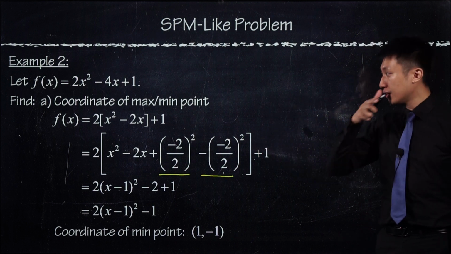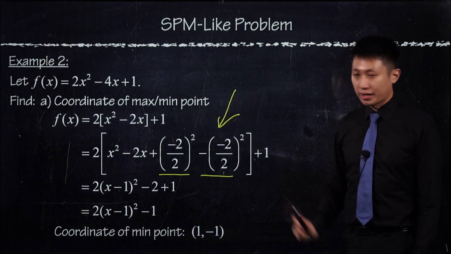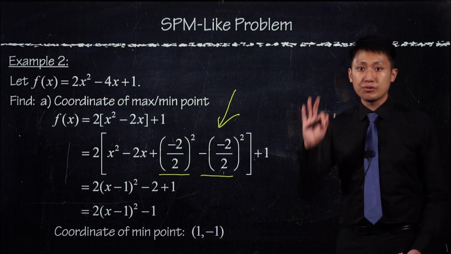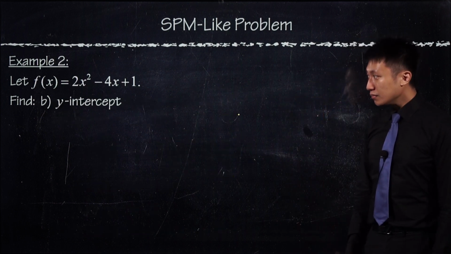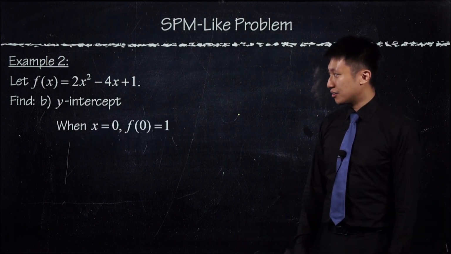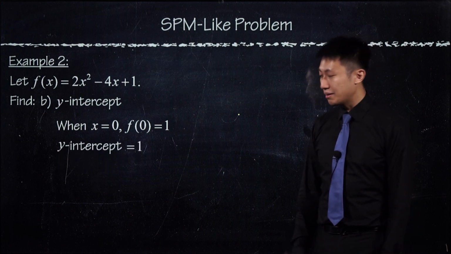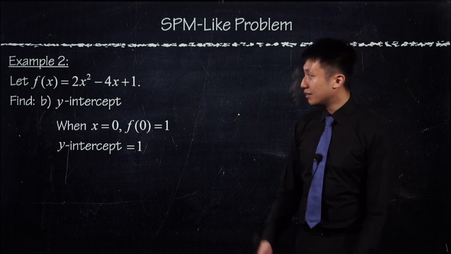Any problem? If you are not feeling good about this one, go back to 2.2, completing the square, method 3, and do a revision on that. So, find the y-intercept. Very simple. The y-intercept is when x is 0, f(0) is equal to 1. That's why the y-intercept is just equal to 1. It's very simple, right?